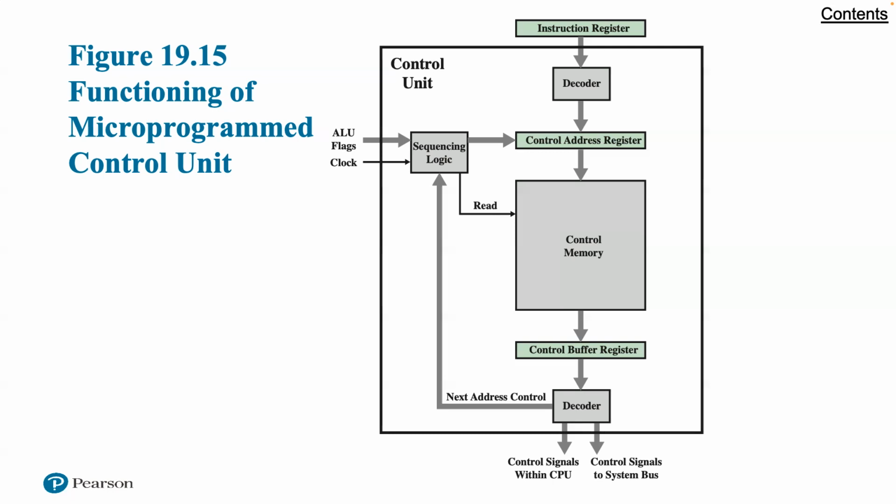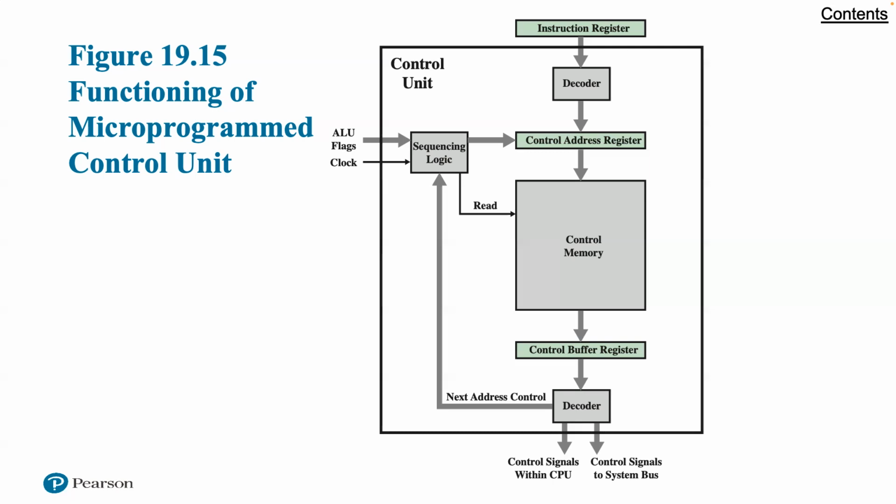Get the next instruction, so add one to the control address register. Jump to a new routine based on a jump microinstruction: load the address field of the control buffer register into the control address register. Or jump to a machine instruction routine: load the control address register based on the opcode in the IR.